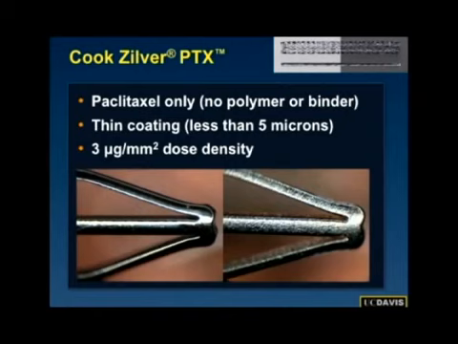So now we have the most recent data set, which is the Cook Zilver PTX. This data has not been published, but has been presented publicly several times. And the theory here is that they used a spray-on paclitaxel. There's no polymer or binder. Polymers can cause chronic inflammation and make the problem worse. The polymerless application is actually very effective. The drug stays on its sheath within the delivery system, and it sticks around in the tissue for up to 2 months. So you have no polymer and a more durable tissue retention.